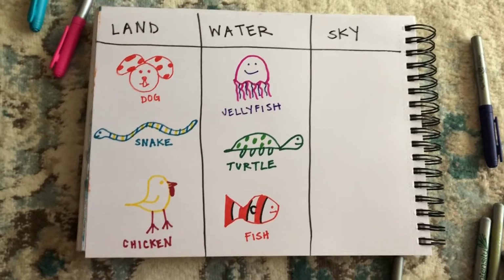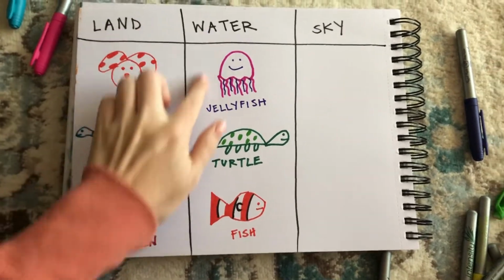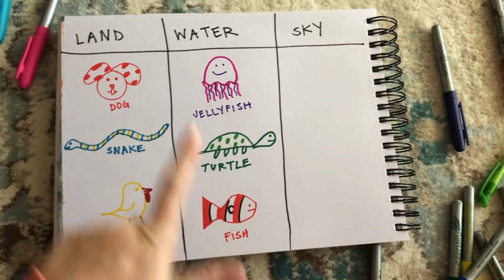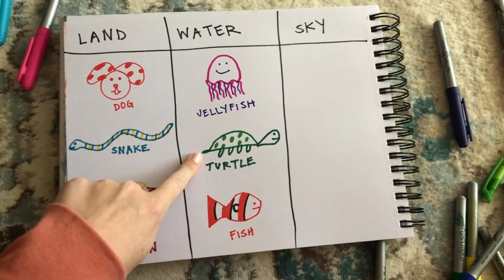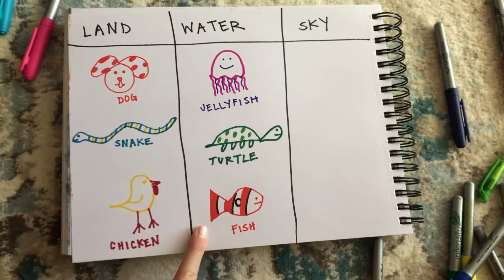We have fish, turtles, sharks, dolphins, stingrays, jellyfish. There's so many animals that live in the water, so think of 3 and draw them in the water column. So now you can see I drew my 3 animals in the water column. I drew a jellyfish, a turtle, and a fish.